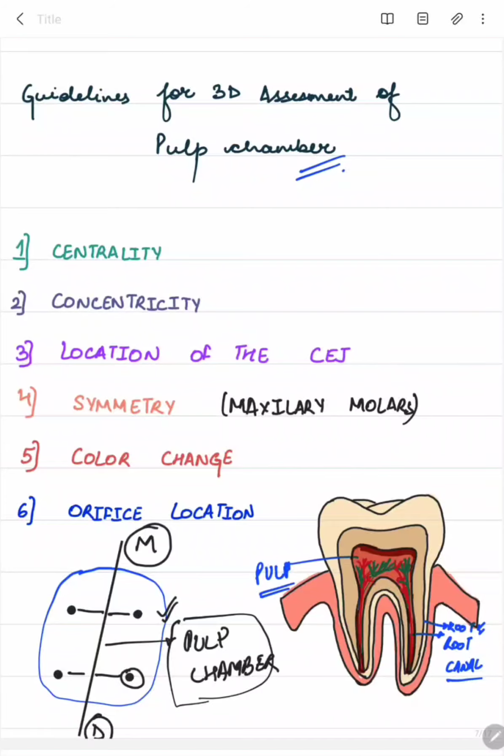Next, the color change. The pulp chamber floor is always darker in color than the walls. And next, the orifice location. The orifices of the root canals are always located at the junction of the walls and the floor, right? So they lie at the junction of the walls and the floor.